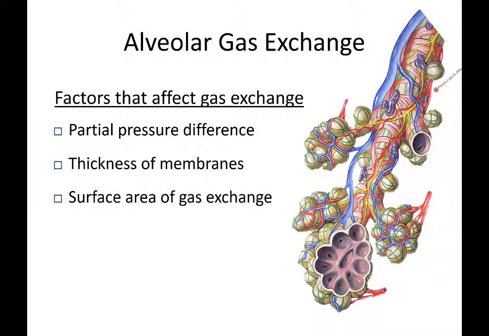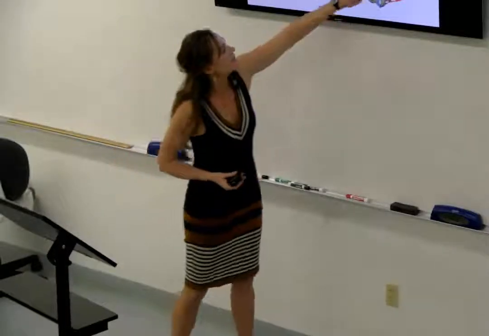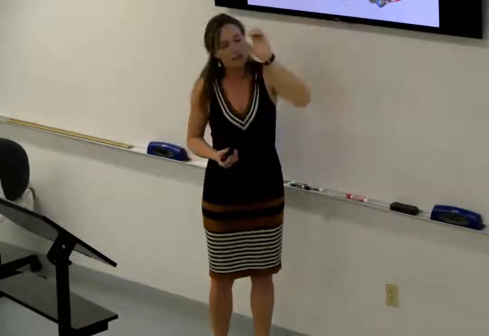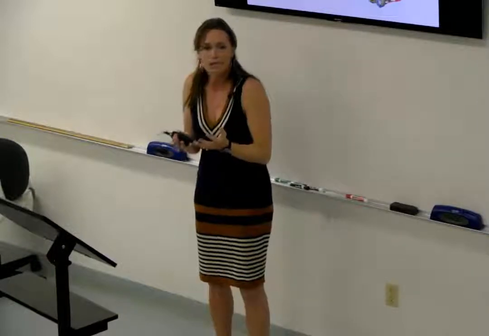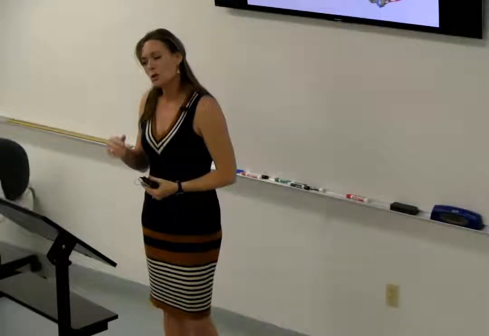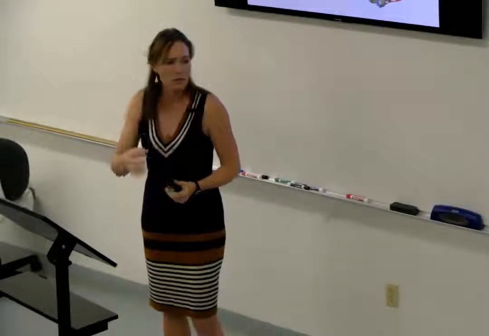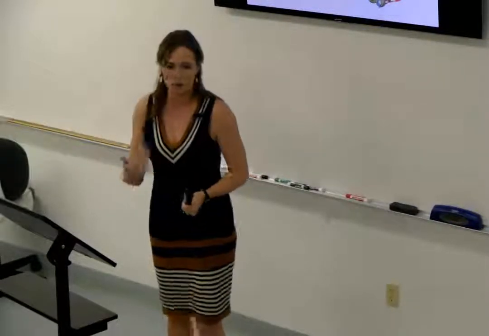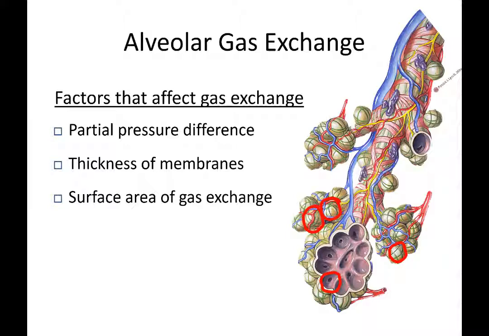Surface area means the interface between the air and the blood. So we want to have lots and lots of these little alveolar rooms. Each little alveolus is going to be its own little pocket of air, and each one is going to have its own little layer of blood around it so we can match it. So having multiple interface locations is going to maximize the ability for us to get oxygen into our blood. So here we have lots and lots of little tiny alveoli.